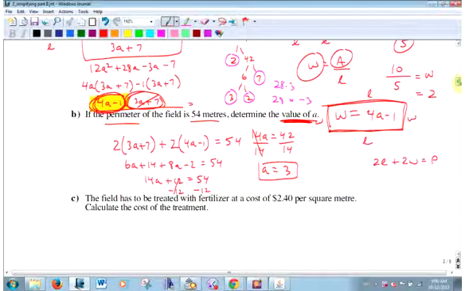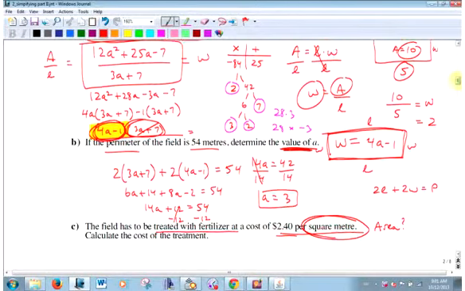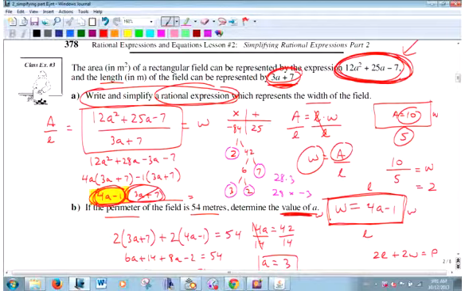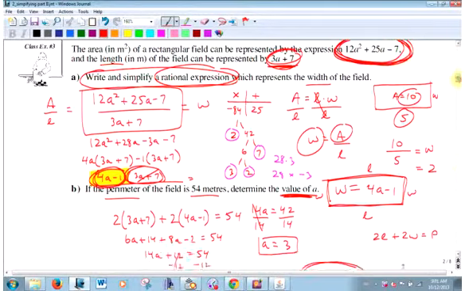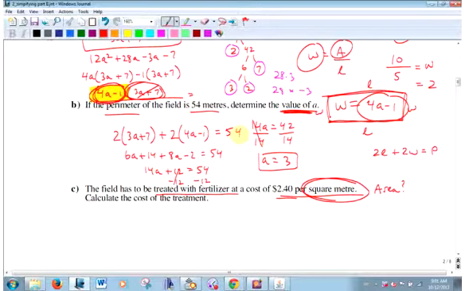All right, one more piece. The field has to be treated with fertilizer. This stuff costs $2.40 per square meter. Calculate the cost of the treatment. What do I need to know? I need to know the area. If I know how many square meters it is, I just multiply it by 2.40 a square meter. So you got a couple choices. Do you know what the area is? Sure you do. That's the first thing they gave you. Or you can just do the area yourself. I know the length and the width. Either way is fine, okay?